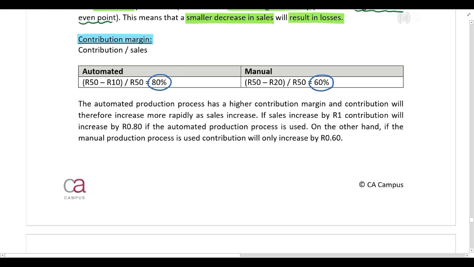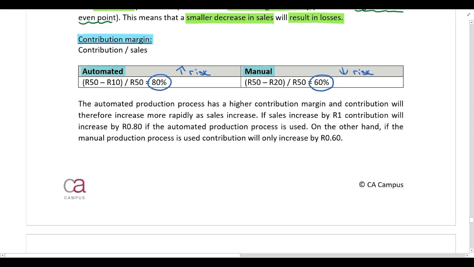However, if sales decrease by R1 and the automated production process is used, then contribution will decrease by 80 cents. On the other hand, if the manual production process is used and sales decrease by R1, then contribution will only decrease by 60 cents. So again, this is telling me that the manual process is less risky and the automated production process is more risky.